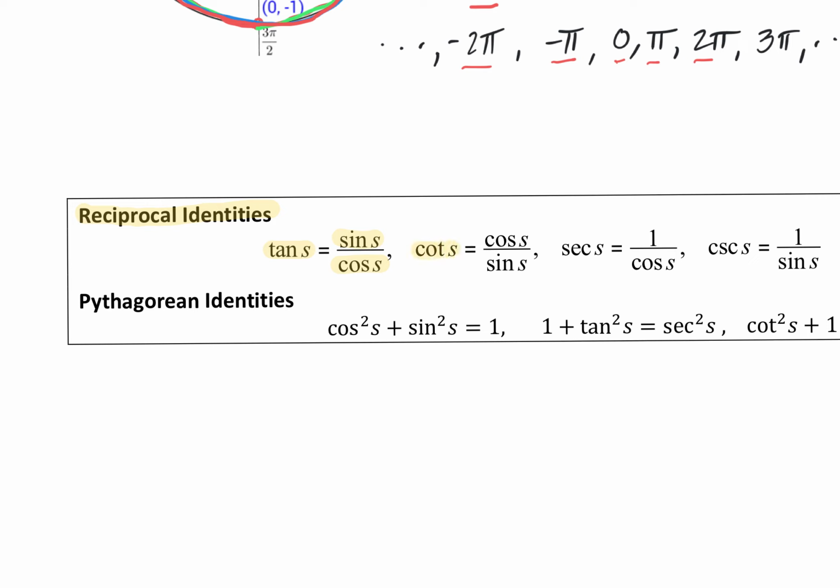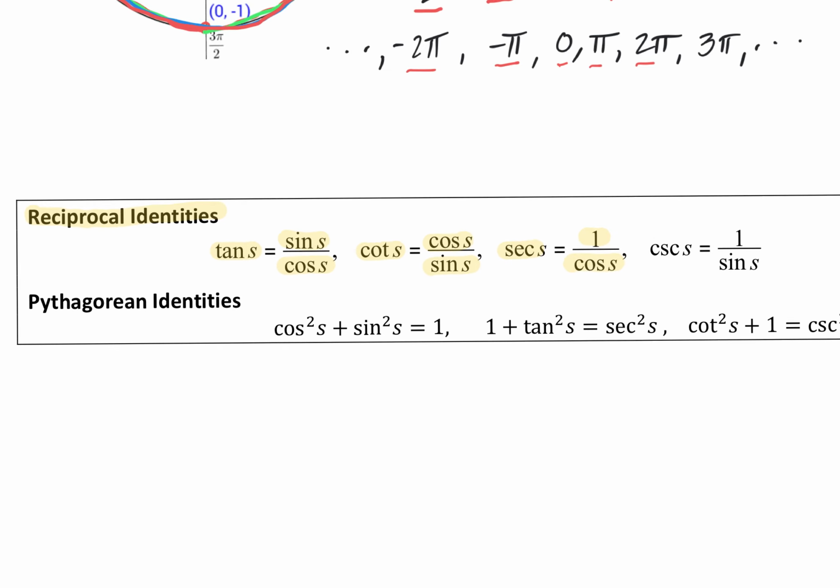If we were to take the reciprocal of tangent, we get cotangent, which means we're just going to flip sine and cosine. So cotangent is cosine over sine. Remember, secant was 1 over x. Replace x with cosine. And cosecant was 1 over y. We replace y with sine.